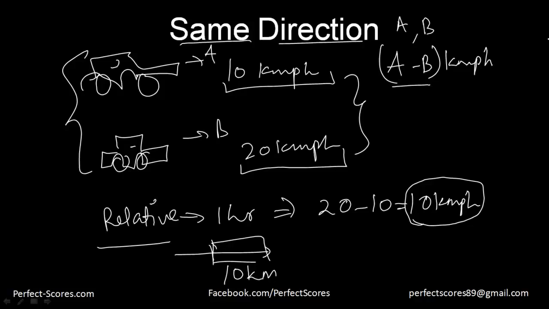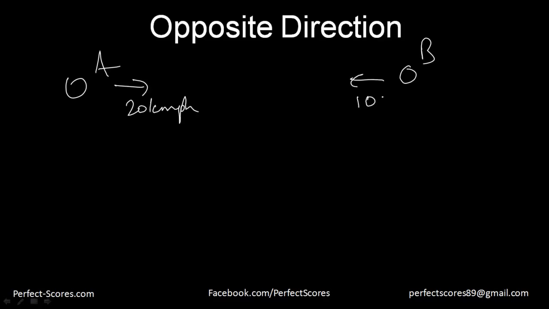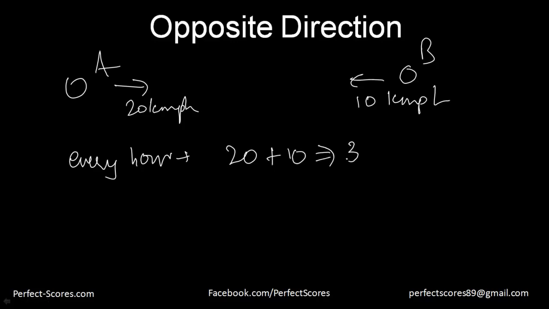Let's see the other part of the story, that is, when they travel in opposite directions. What do we mean by opposite directions? Let's suppose this is car A and this is car B, and car A is traveling at 20 kilometers per hour and car B is traveling at 10 kilometers per hour. Now what is happening every hour? Every hour A travels 20 kilometers and B travels 10 kilometers. That means a total distance of 30 kilometers is being covered every hour.